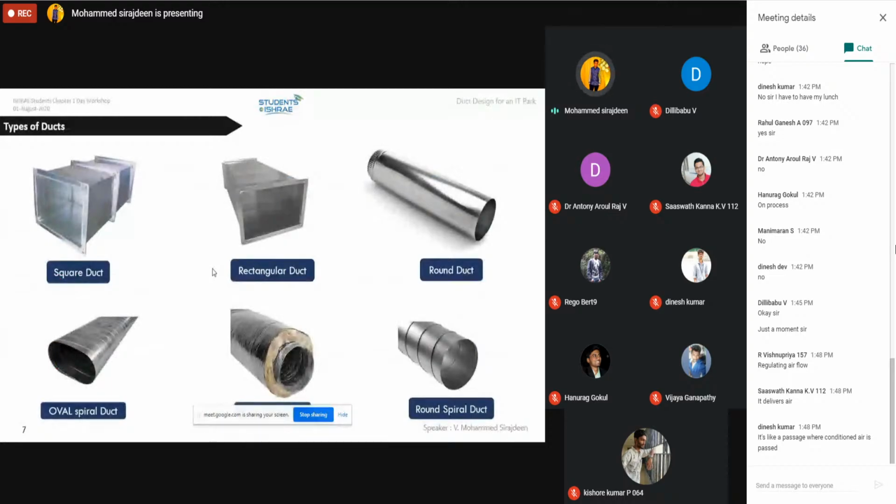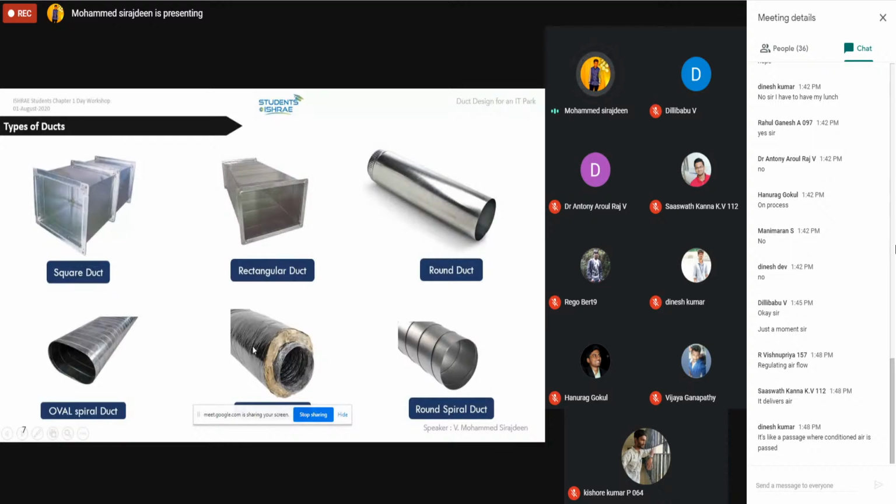Then types of ducts. What are all the types of ducts available in the market? It is a square duct, rectangular duct, round duct. Okay, then oval, spiral duct. If the aesthetic is very important, then the client will go, if there is an open ceiling and aesthetic is very important, then the client will go with the oval spiral duct.